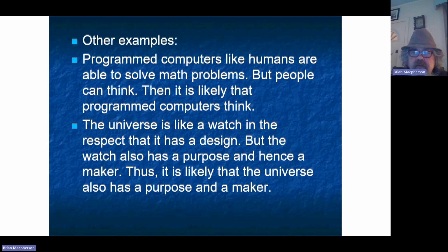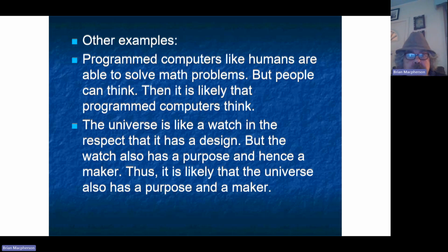You can do all kinds of fancy things on them, tan and cosine, all the trig functions, and that stuff. So I think it's fair to say that programmed computers, like humans, can solve math problems, right? Of course, we know that people can think, so it is likely that programmed computers can think. This is called the Turing argument: the idea that computers can solve math problems like we can, therefore it's likely that computers can think like we can. This is what all artificial intelligence research is all about.